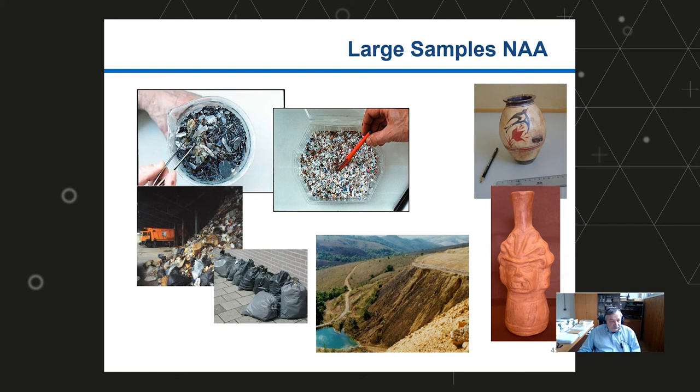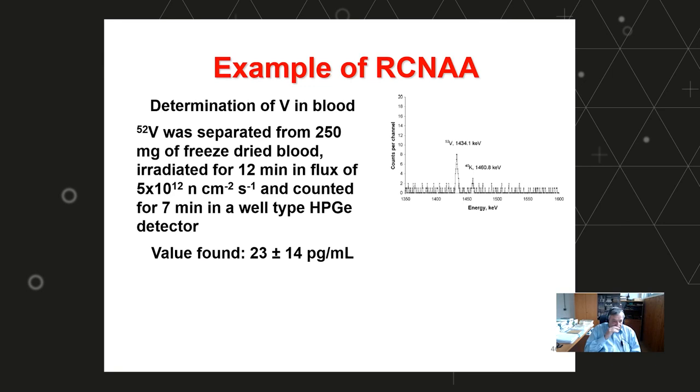Further examples, this is one example from our laboratory where we studied vanadium in blood. This was some years ago an important issue where people were studying whether vanadium is essential or not. It is also difficult to get the blood samples because of the stainless steel needles which contain vanadium. And you can see what extremely low level we found.